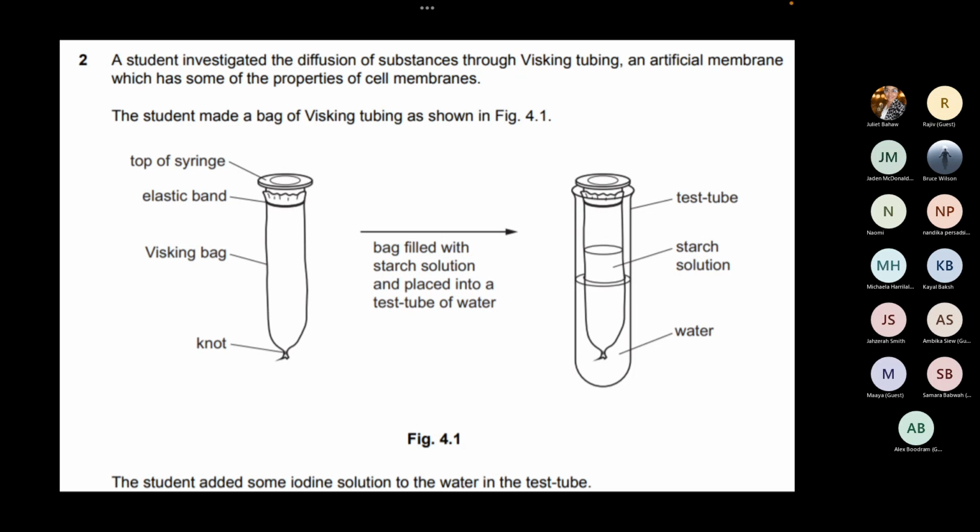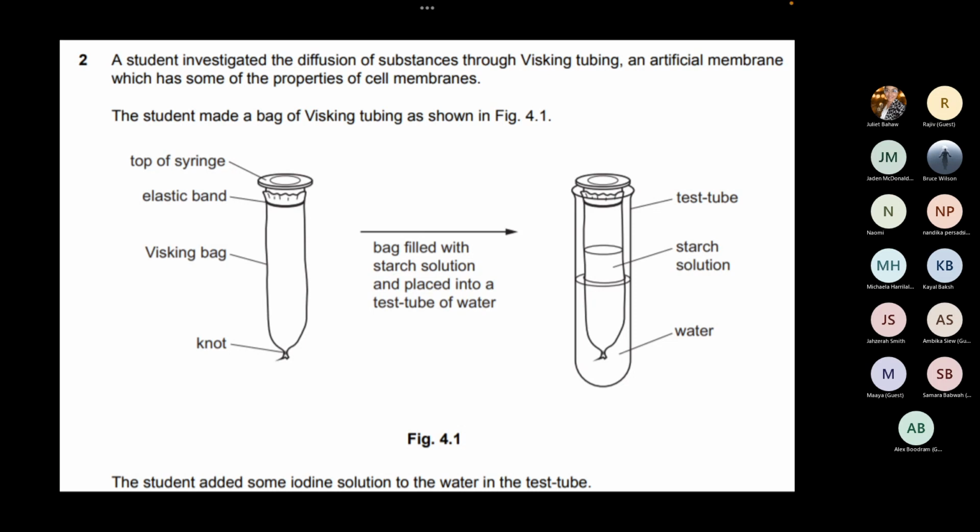A student investigated the diffusion of substances through Viskin tubing and artificial membrane, which are some of the properties of a cell membrane. If you never knew what Viskin tubing is, it is basically a very thin layer that has pores. If you look at the Viskin tube, it's tied, it has a knot. It's like a rubber kind of material, very, very thin rubber, something like paraffin wax, and there are tiny pores, tiny little holes.